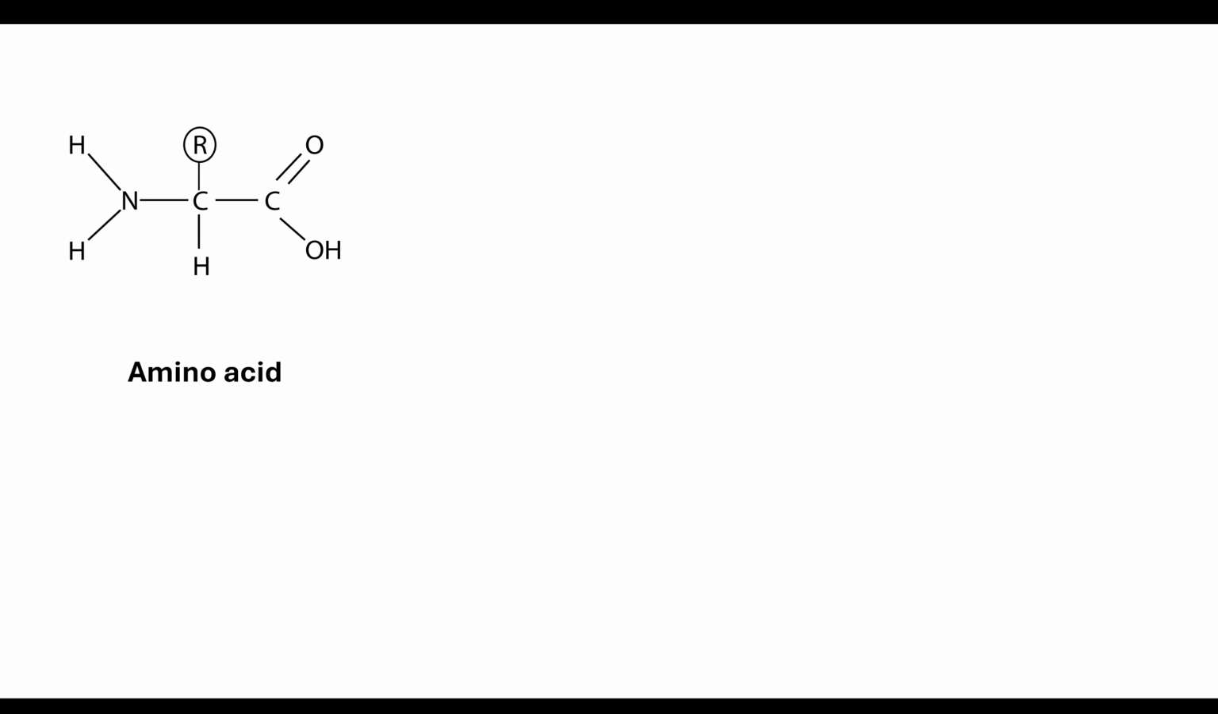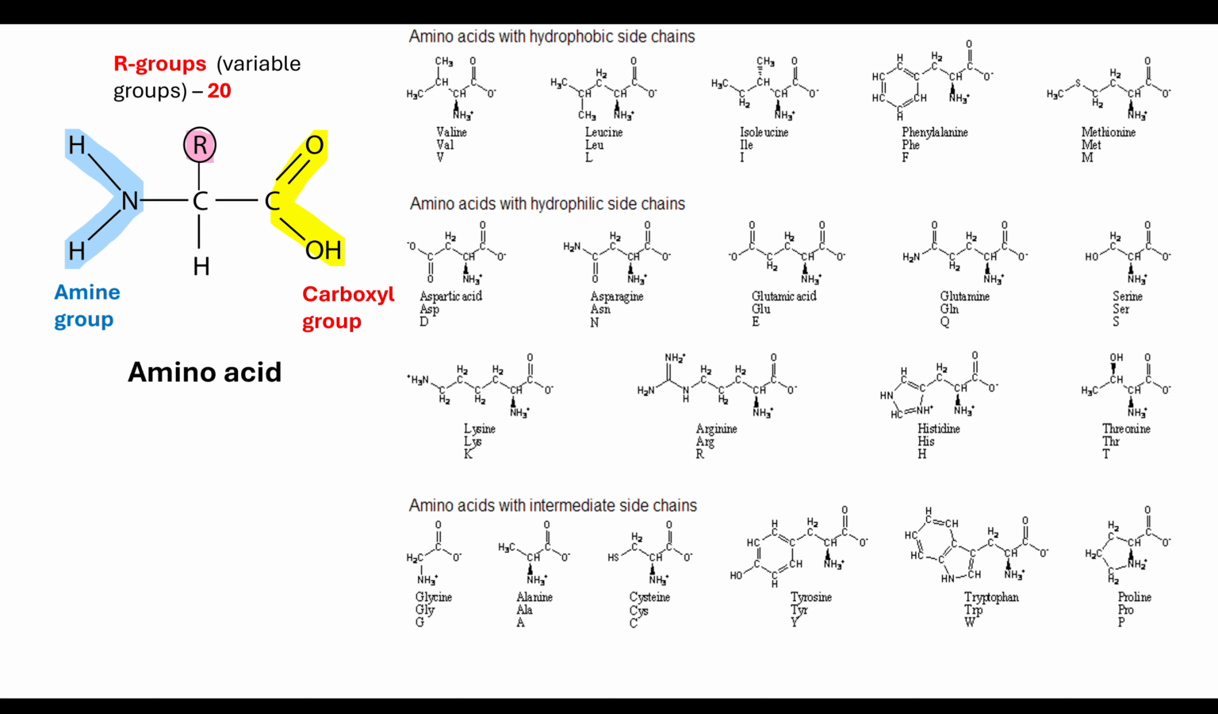So here you can see my general structure. It has an amine group, which is nitrogen and 2 hydrogens, and it has a carboxyl group, which is the carbon, 2 oxygens and a hydrogen. So all amino acids have the same general structure. There is one area which is differing, and that is called the R group. So the R group is the variable group, and there are 20 different amino acids.